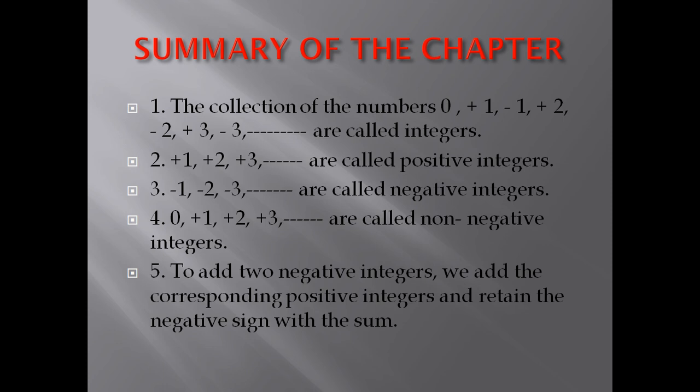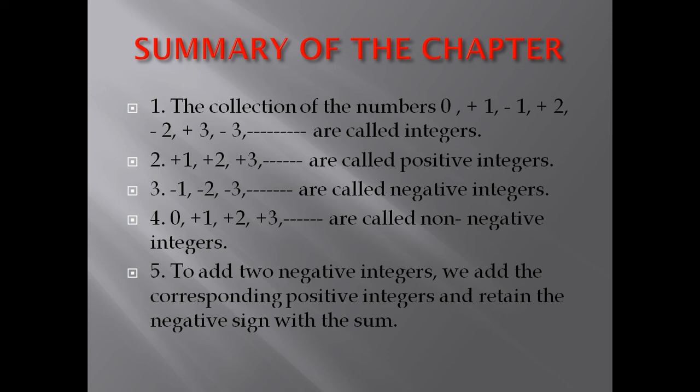Now here is the summary of the chapter. What we have studied in this chapter. First of all, the collection of numbers 0, plus 1, minus 1, plus 2, minus 2, and so on are called integers. Second point, plus 1, plus 2, plus 3 are called positive integers. Minus 1, minus 2, minus 3, and so on are called negative integers. 0, plus 1, plus 2, plus 3, and so on are called non-negative integers. You must know that 0 is neither positive nor negative.